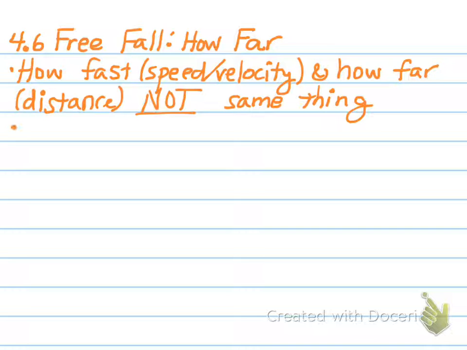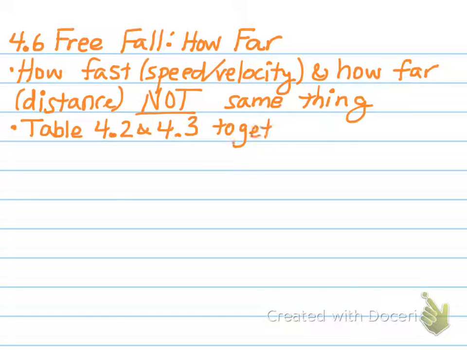So, I want to take a look at table 4.2 and 4.3 kind of together. So, I'm not going to use an image from your book. I'm going to create my own, and I think I'm going to do that on a new sheet here. Okay? So, the things that I want to look at here are, I still want to look at elapsed time.